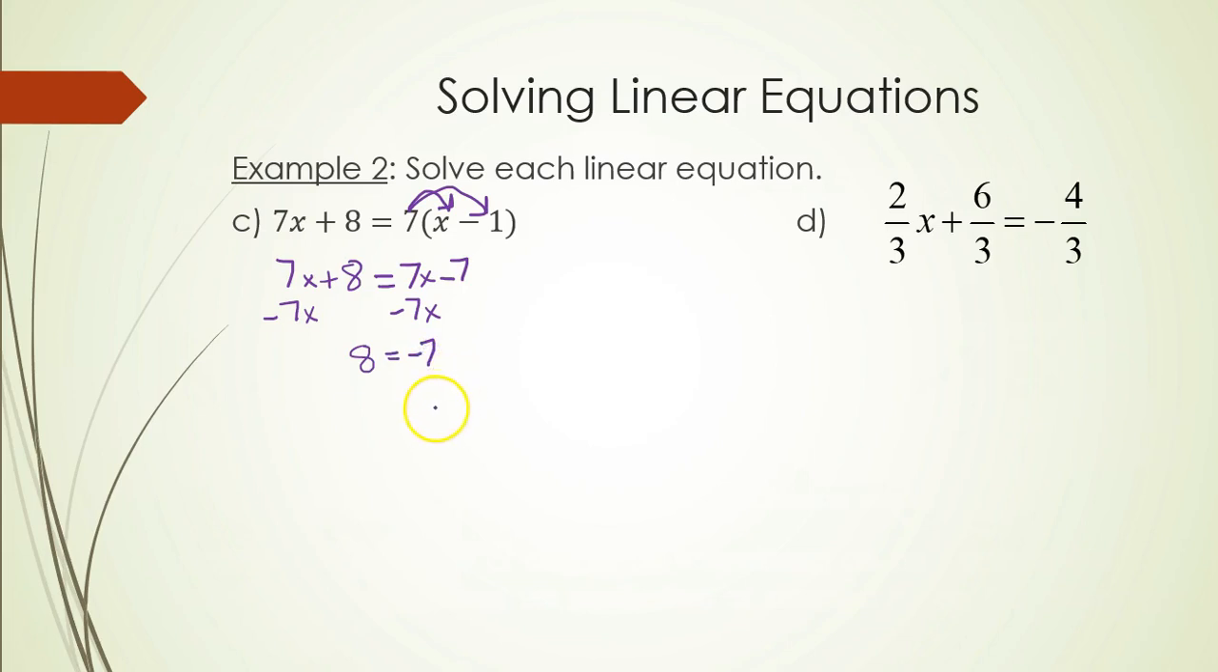8 equals negative 7. Now, the variables canceled out in this case, leaving us with 8 equals negative 7, which is totally never true. When you get a statement that's never true, that means the equation actually has no solution.